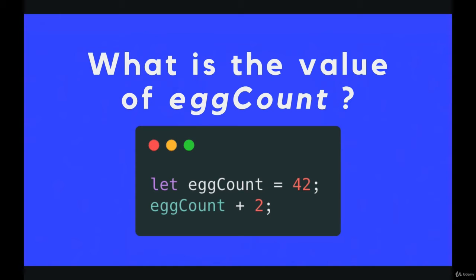What is the value of egg count? Well, it's initialized to 42. And then on the second line, we are referencing egg count and adding 2 to the value. But that doesn't change egg count. We're not resetting or updating egg count in any way. We're just asking for 42 and adding 2 to it. And then that's it. We're not saving it anywhere to egg count. So egg count is still 42 at the end of this.